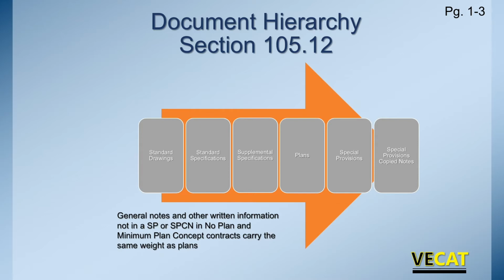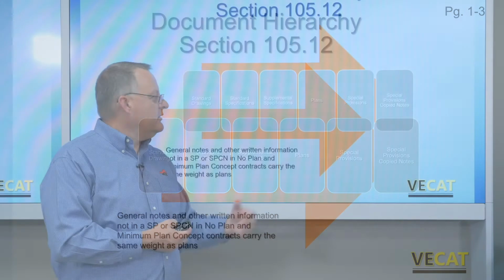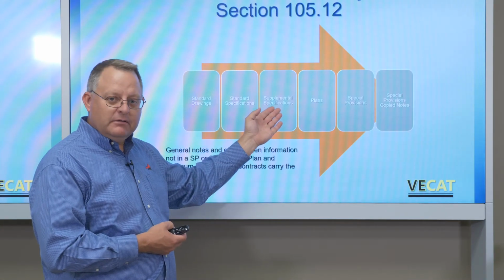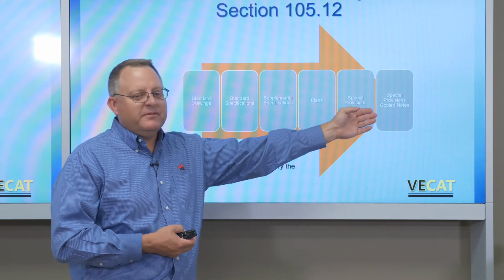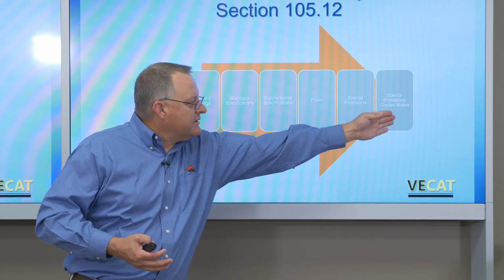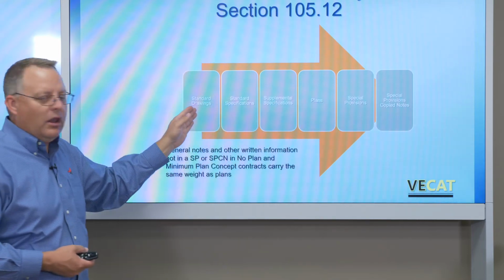But keep in mind, if you're at the plant as a plant level 2 technician, you just need to be aware of when you get test results: do I go back to the standard specs? Is there a supplemental? Or is there a special provision or a copied note? So just remember, highest priority, lowest priority.